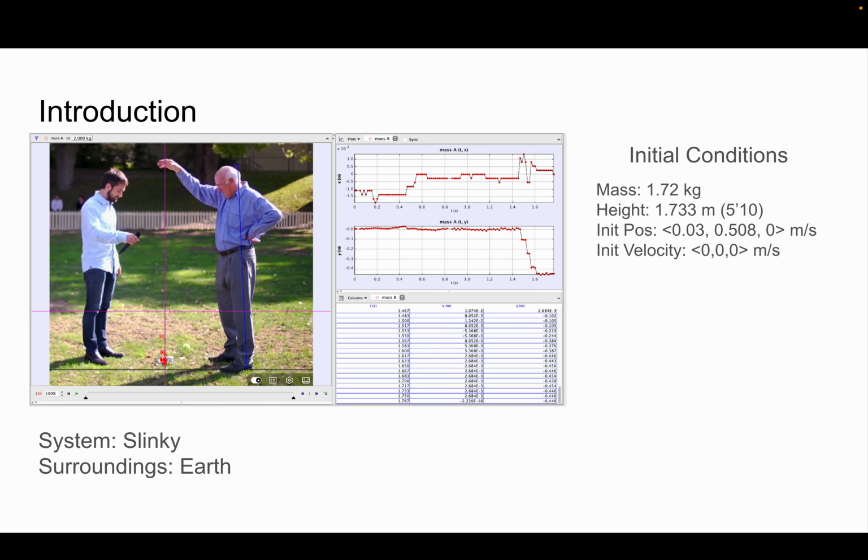So, just real quick, this was the tracker data. The system was the slinky, the surroundings was the Earth, and these were the initial conditions. I estimated the mass of the slinky to be almost 2 kilograms. I put it as 1.72. This was the starting height, 5'10", because I'm assuming that the guy in the video is around 5'10", and you can see the calibration stick right there. This is the initial position from the tracker data, and this is the initial velocity, which is zero because the slinky's starting at rest.